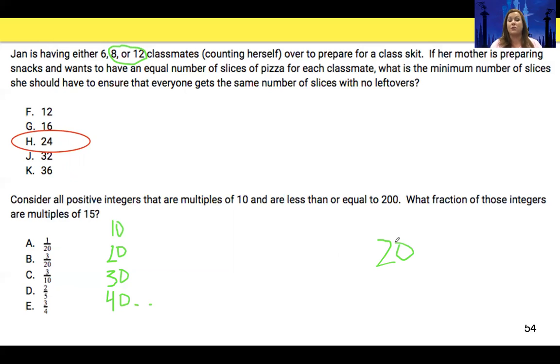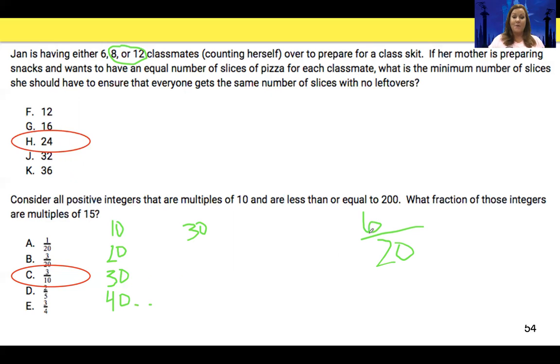Now, which fractions of those are multiples of 15? Well, you start with 30. 30, 60, 90, 120, 150, 180. There's 6 of them. So it's 6 out of 20, which simplifies, they're both divisible by 2, to 3/10. Hopefully you got them all right.